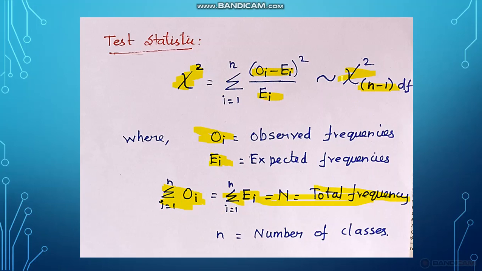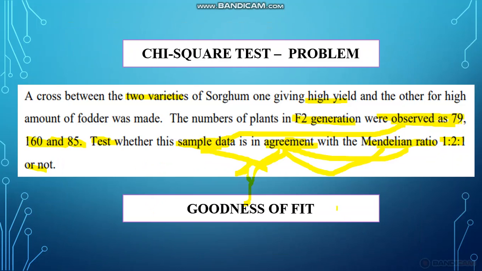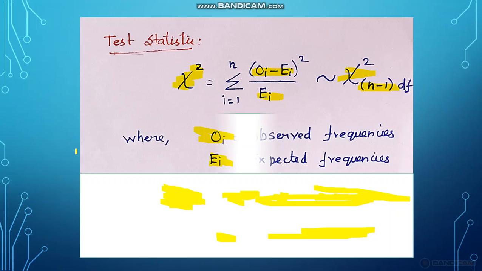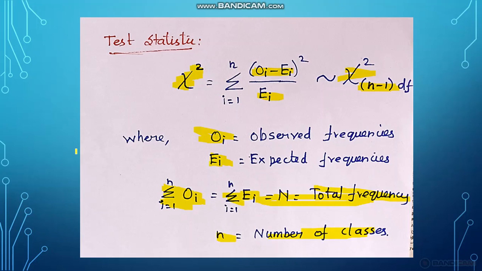And here the n means the number of classes. In this example we have 3 classes: 79, 160 and 85. So here n is equal to 3.